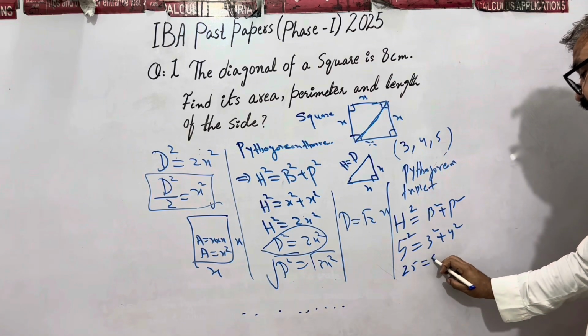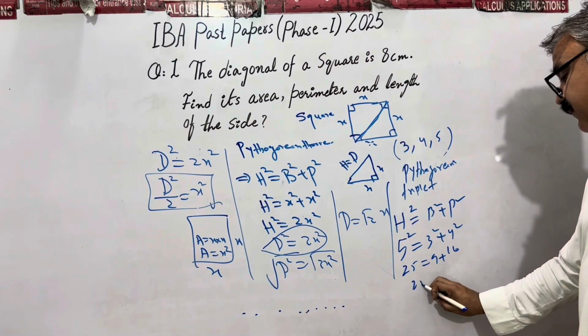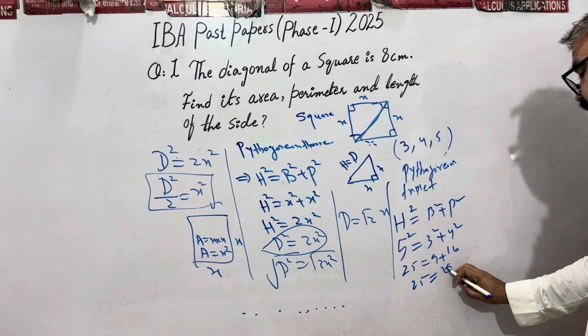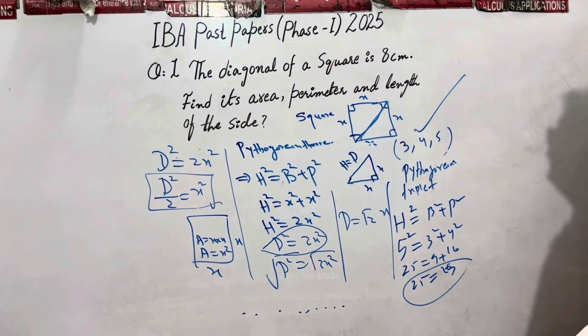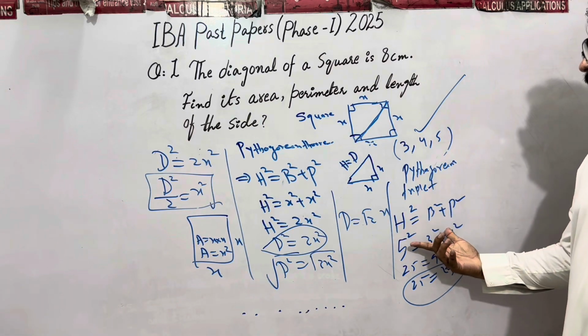5 square is 25, 9 plus 16 is 25. 25 is equal to 25. So this is a Pythagorean triplet. How can one verify? Apply the Pythagoras theorem.